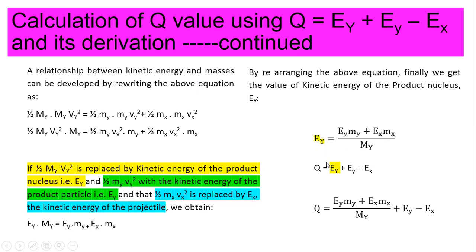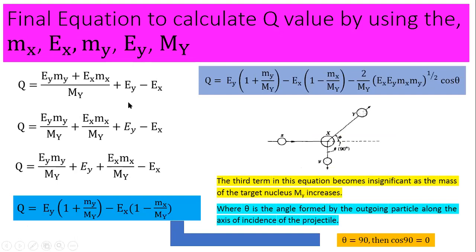But our third target was to calculate the Q value, and this was the equation we have already discussed before. So I'm just putting the value of E Y over here. By putting the value of E Y, this equation will become like this one. Further, I'm going to rearrange the equation, dividing each of the values over here by capital M, capital Y. So this equation becomes like this: E Y times m y over M Y, E X times m x over M Y, and these will remain similar.